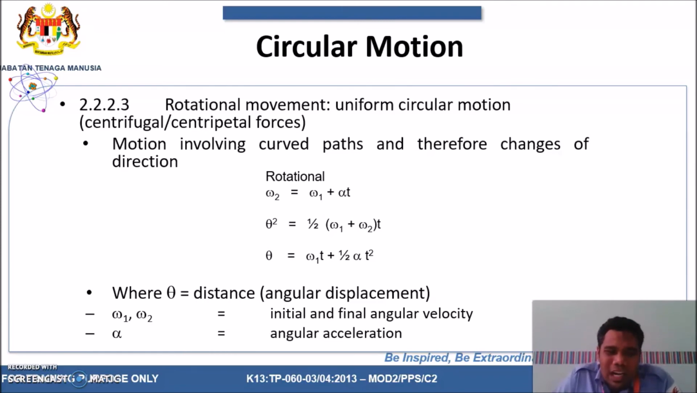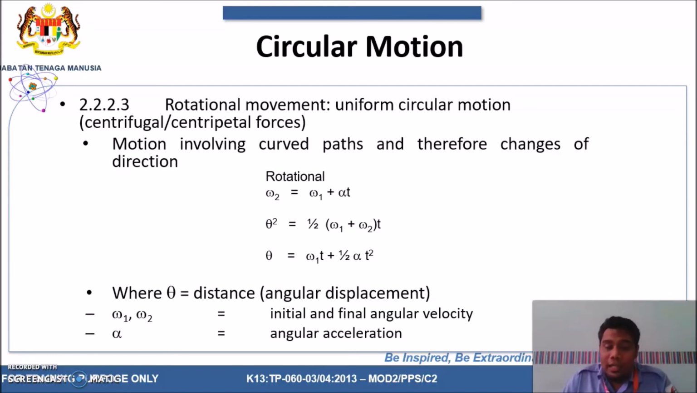Omega tu awak tengok dalam slide ni, is a velocity. So omega 2 tu ialah final velocity, omega 1 ialah initial velocity. Alpha is equal to acceleration. T is equal to time lah. Theta is dia punya distance, angular displacement. Theta yang bulat tu macam O tu ialah distance ataupun displacement lah.